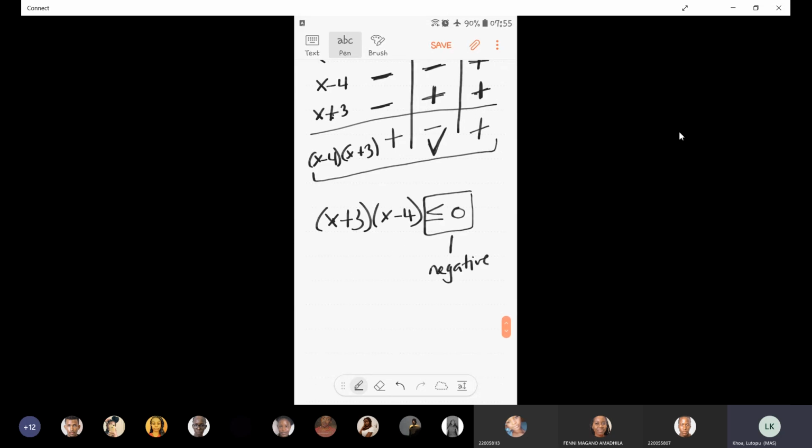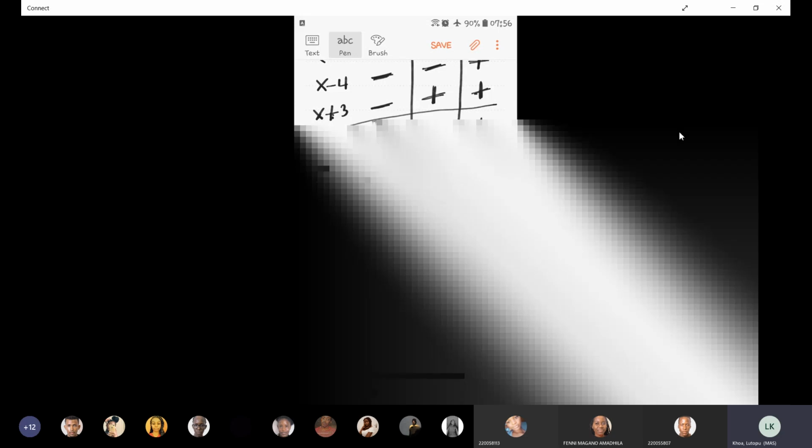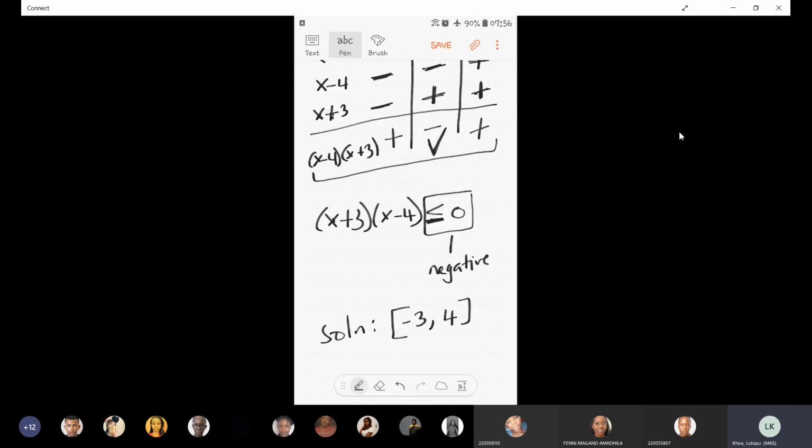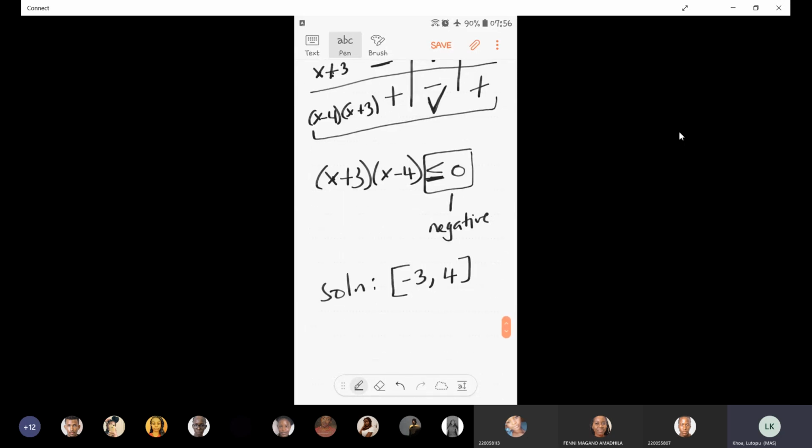And when I write this in interval notation, the solution will be -3 to 4. This time I have square brackets because I have the equal to under there. So with the previous one, it was strictly less than. That's why my brackets were round. But here, because I have the equal to under the less than symbol, then I use my square brackets. Then I can also represent this on a number line. This is -3 and 4. My circles are now shaded. So square brackets means shaded circles, like that.